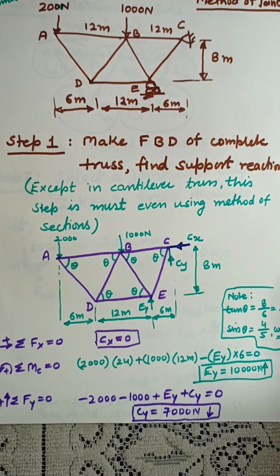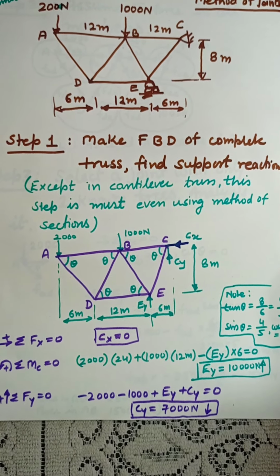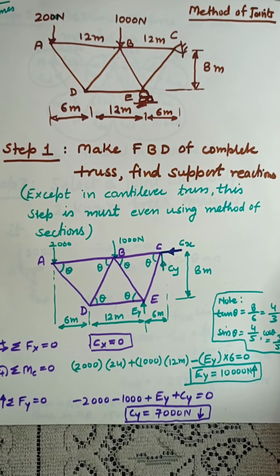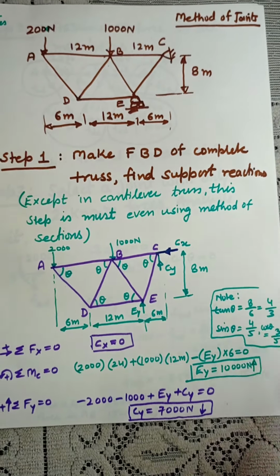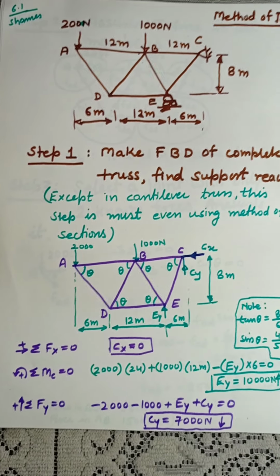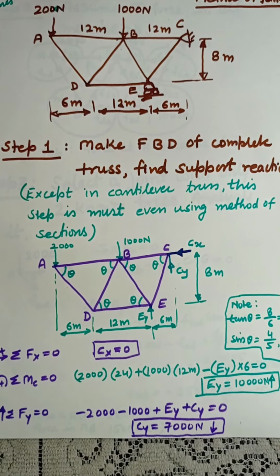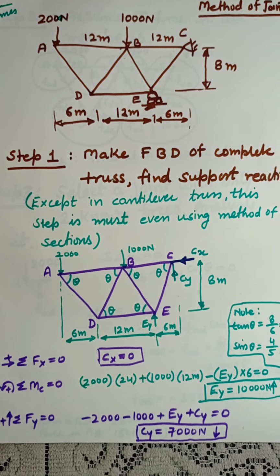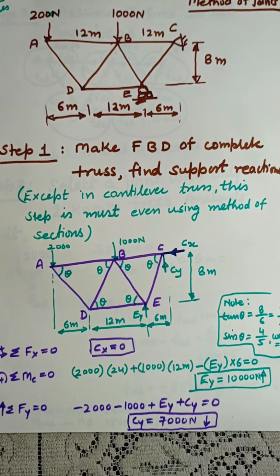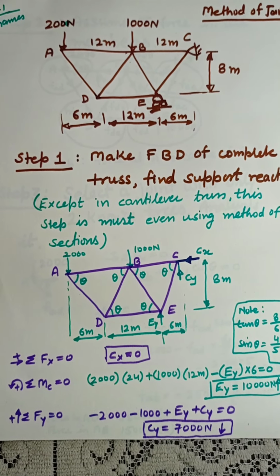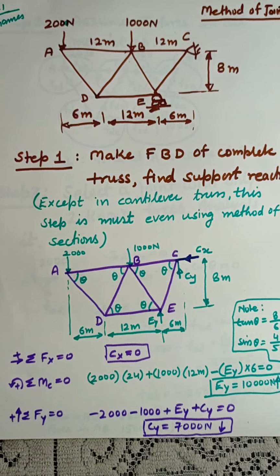In most of the trusses, in fact in all the trusses, the first step is going to be to calculate the support reactions at the hinge and roller support. Sometimes, instead of a support, they can give you a rope or a chain there, so you have to find the tension there. That is, find the external unknowns acting on the truss.